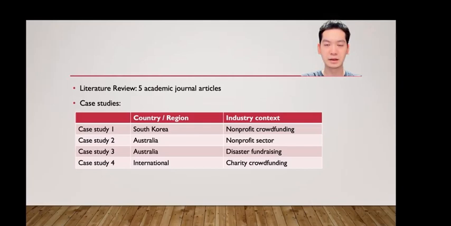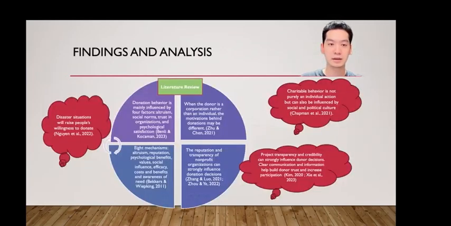And as most of the data were from academic journal articles, while they are definitely more solid with high authority, they do have some limitations. For example, many studies are based on past data, so they may not fully reflect the current situation. And let's talk about the findings and the analysis.